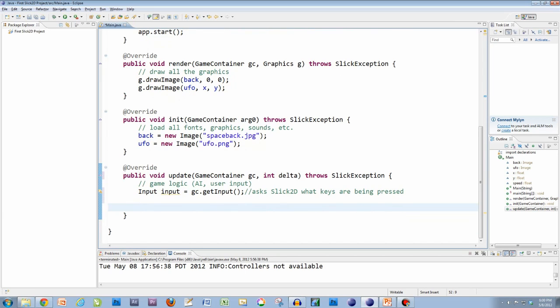So right now, Slick2D can tell me, hey, the A key is being pressed. Hey, the right arrow is being pressed, or the 5 key is being pressed. It can tell me exactly what's being pressed right now. How do I use that information? Well, I'm going to use the arrow keys for this one.